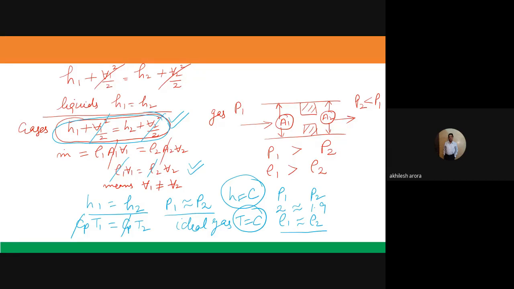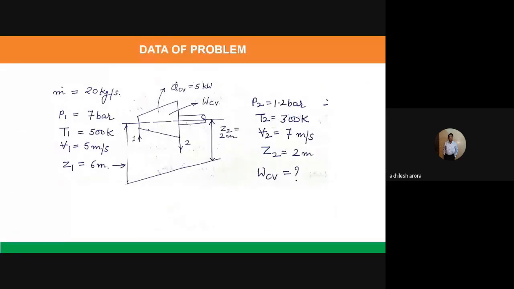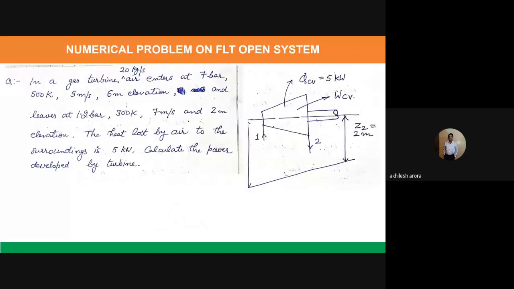So now I have a numerical problem, and I will discuss it with you. This is a very important numerical problem. So first of all, let us read it. We have a gas turbine with us, and in the gas turbine, the air is entering at 20 kilograms per second.